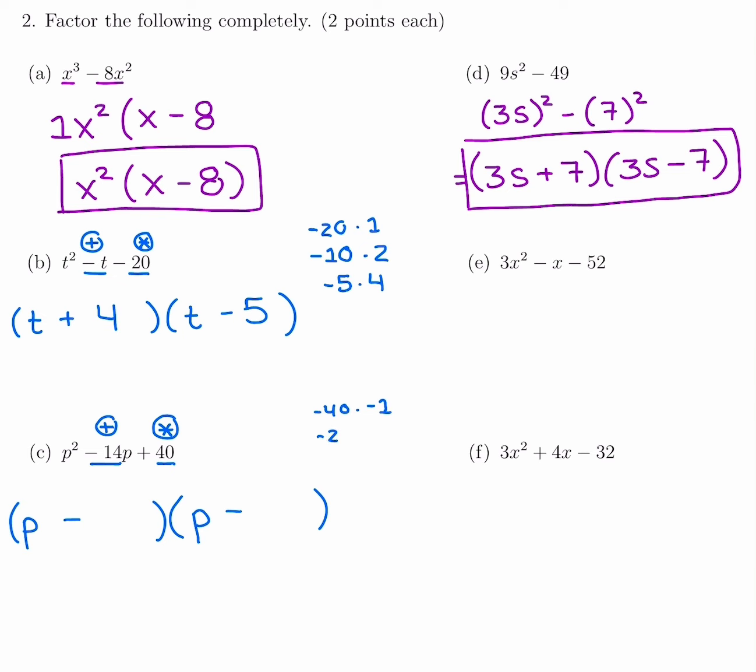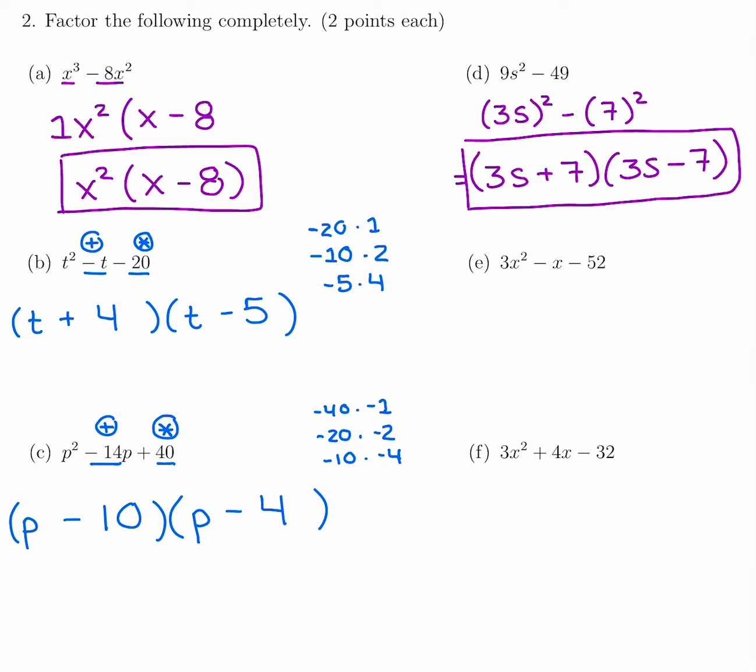I'm going to keep going. Do negative 20 times negative 2 is positive 40, but those add up to be negative 22. So I'm going to keep going. Maybe negative 10 times negative 4 would still be positive 40, but negative 10 minus 4 is also going to add up to be that negative 14. So you have negative 10 and negative 4 would multiply to be positive 40 and add up to be negative 14. So there is some review of some basic factoring with the greatest common factor, difference of squares, and reverse foiling.